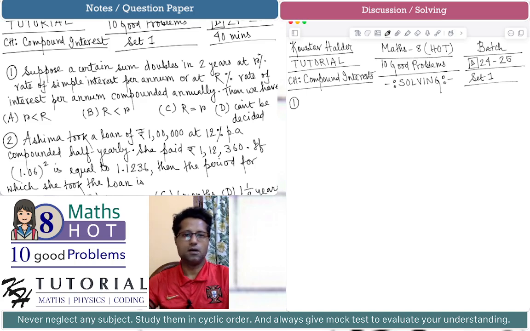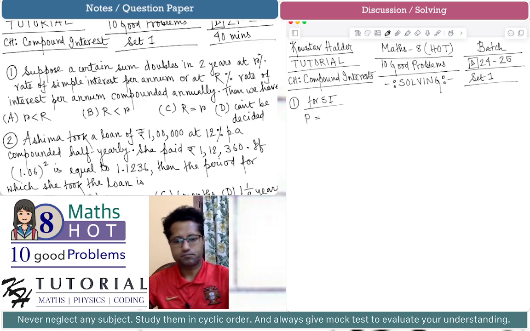Sum means principal. So for simple interest, the sum is usually denoted by the principal. We know for the simple interest that amount is equal to P multiplied by (1 + RT/100), where T is the time in years, and R is the rate of interest.